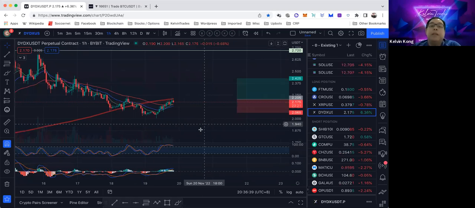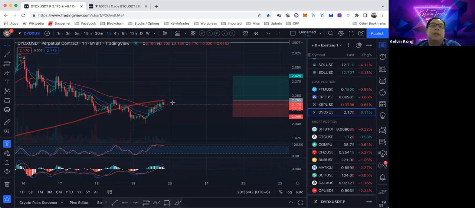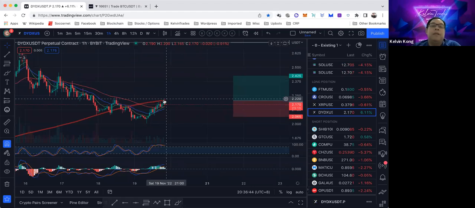But there's a possibility to long, okay? If it breaks above this 200 MA, right? The first warning sign already took place over here on a 1 hour chart.